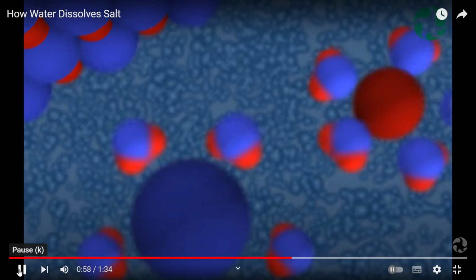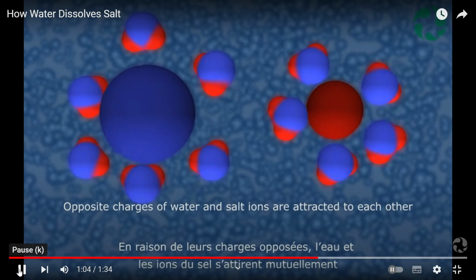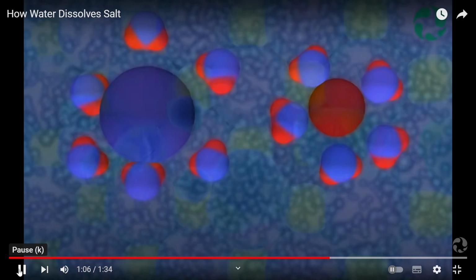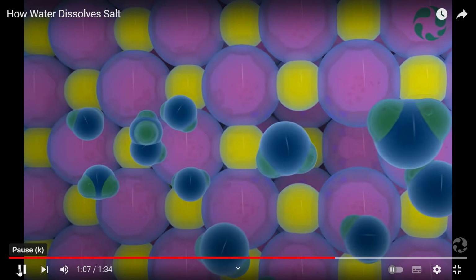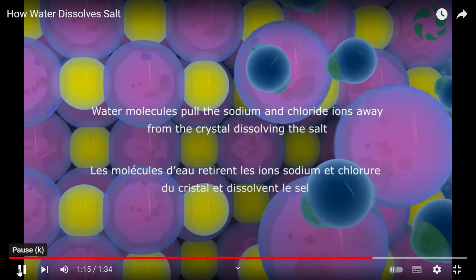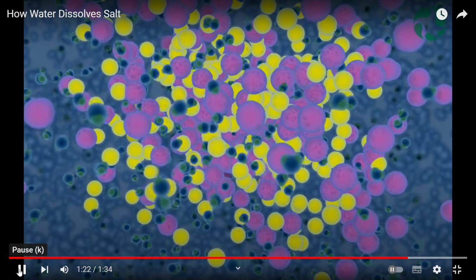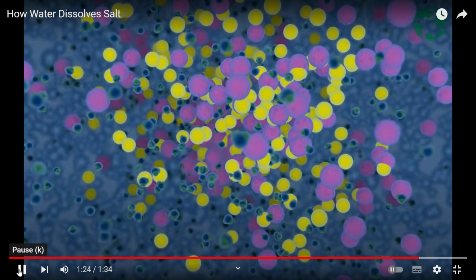Yeah, they're basically kidnapping the ions from the crystal. So that's how dissolving a salt works. The little waters come along and kidnap the ions away from the solid crystal. And this is what it ends up looking like, it's just a great big old mixture. Okay?